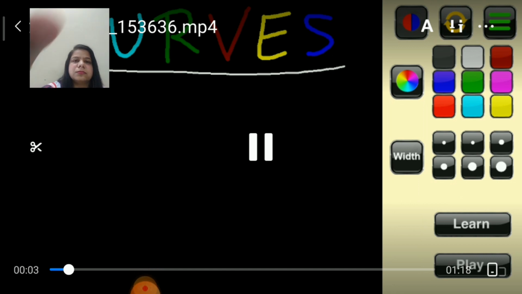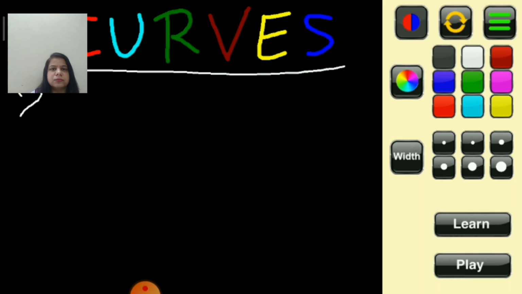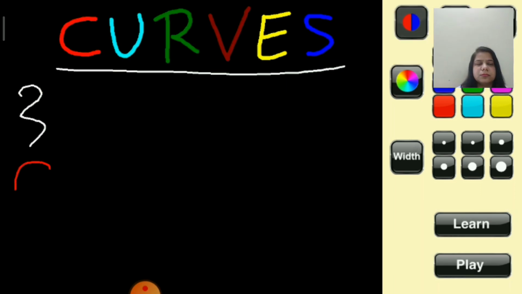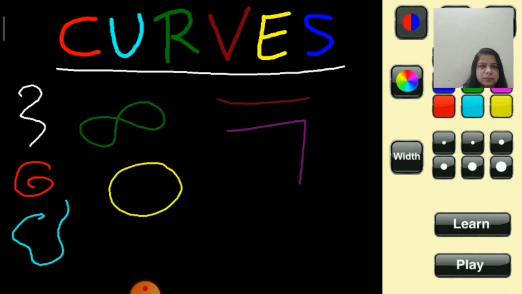Okay students, now we are going to draw some curves. Whatever I doodle here, like this or like this or like this, all these are curves. Make sure that in mathematics line segments are also called curves. This is also a curve. This is also a curve.